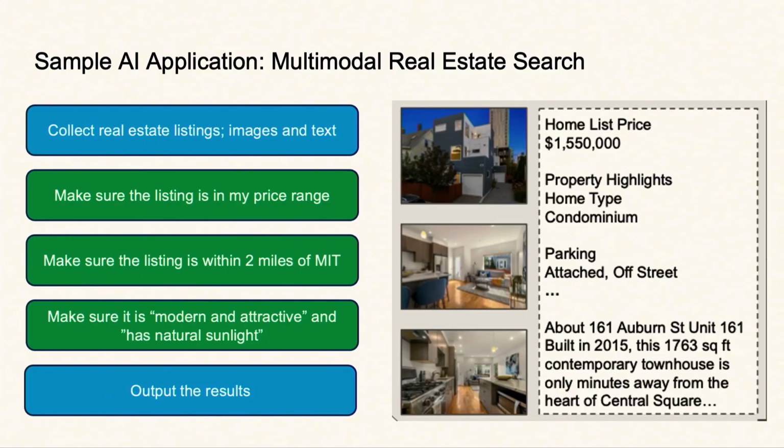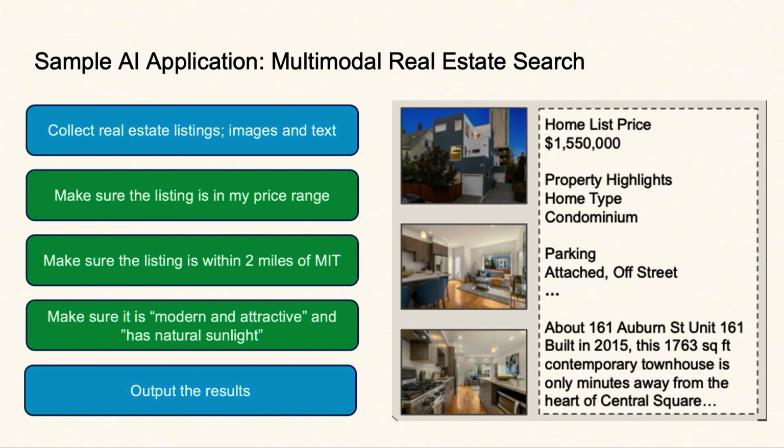I'll start with a very simple example. I'm just going to give you two very simple examples. So the first example I want to talk about is a multimodal real estate search example. So let's suppose you're trying to buy a house in the Boston area, and you have data from some real estate website like Zillow that has some text that describes each real estate listing and some photographs. Okay? And you have some criteria, right?